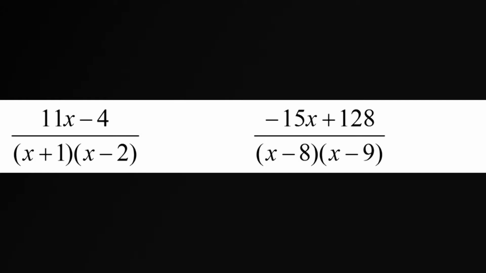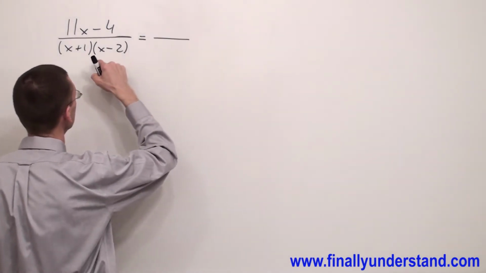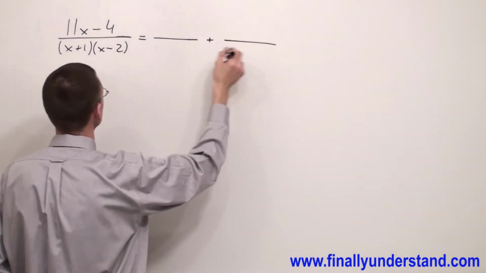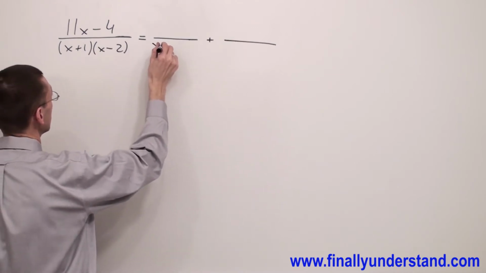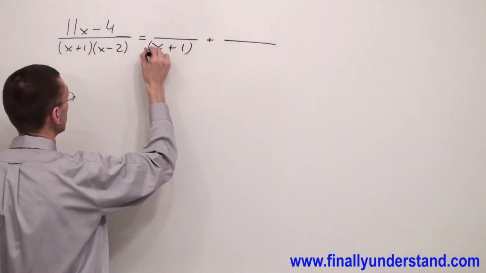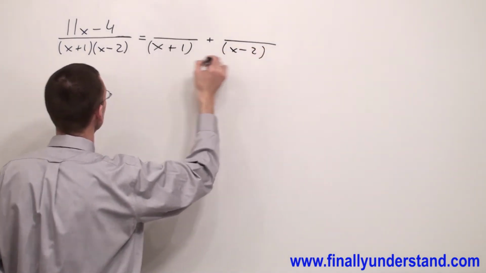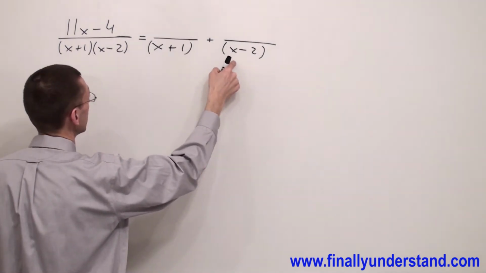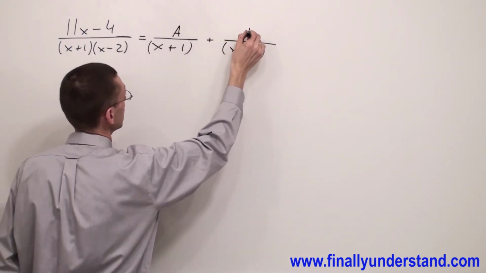Let's take a look at this example. We're supposed to find the partial fractions. What I'm going to do, first I'm going to rewrite this fraction as the sum of two fractions. In the denominator, I'm going to have basically x plus 1 in the first one, and in the second denominator, I'm going to have x minus 2. Simply, I'm going to split this denominator into two denominators. In the numerator, I'm going to have constant a and constant b.